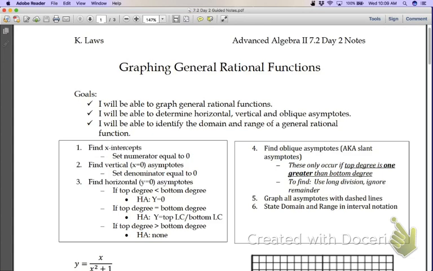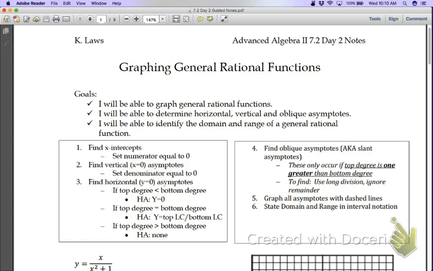So what you have at the top of the notes is the steps that you want to go through for any of these functions. The first thing you want to do is find the x-intercepts. You may only have one x-intercept. You're going to set the numerator equal to 0. That's going to be one of the easier things to do.